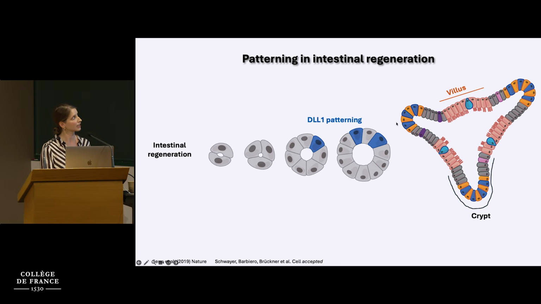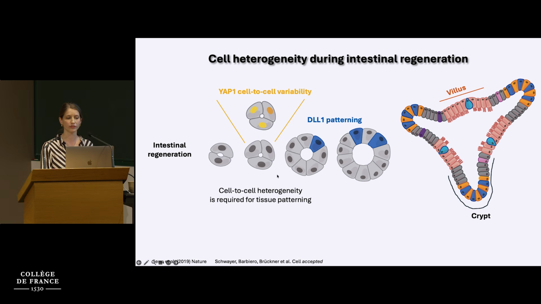Importantly, I just want to say that at this stage, the cells look all the same, right? But from previous work in the lab, we also know that at this stage, where there's no cell fate pattern yet, there already is a substantial cell-to-cell heterogeneity of YAP1.